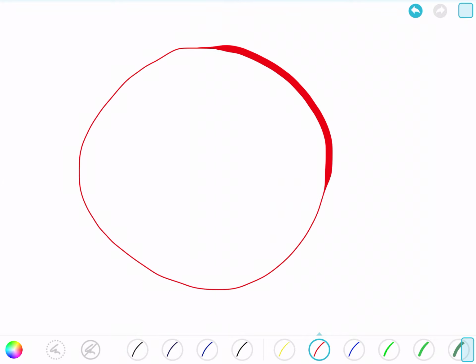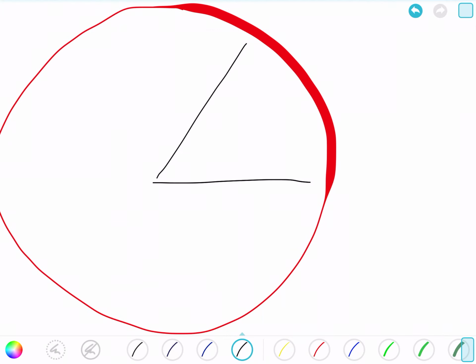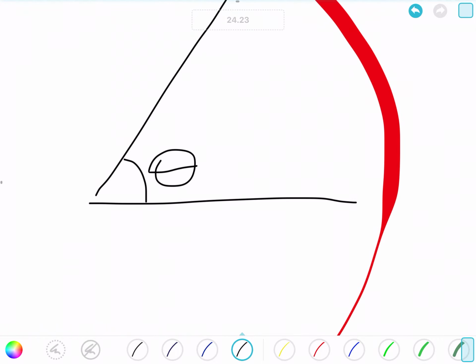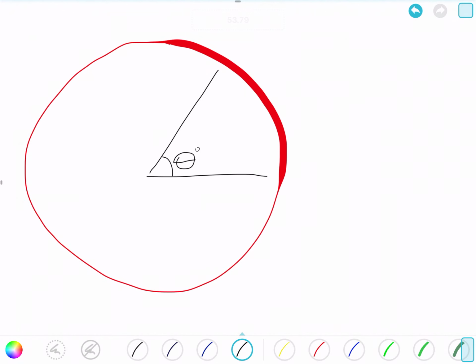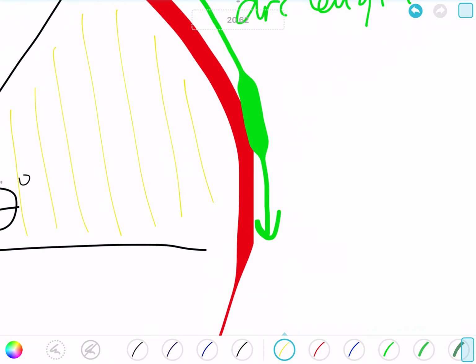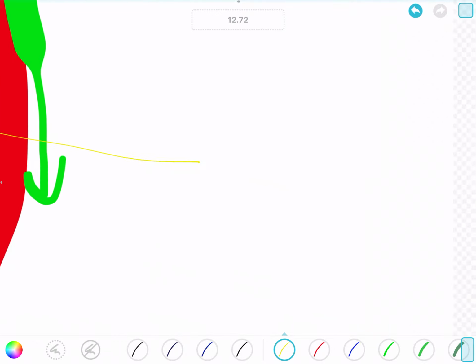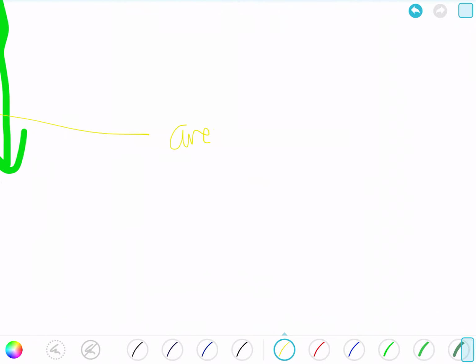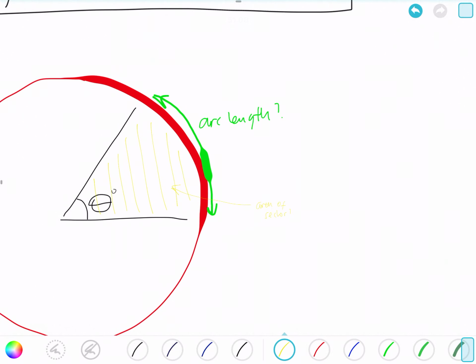So a quick recap from GCSE: if you have a circle, let's imagine we're using degrees, and we have an angle, theta. Should we call it theta? Theta degrees. Two things that you need to work out sometimes are the length of the arc and the area of the sector. So I think hopefully you've seen this before. Let's just quickly recap these.